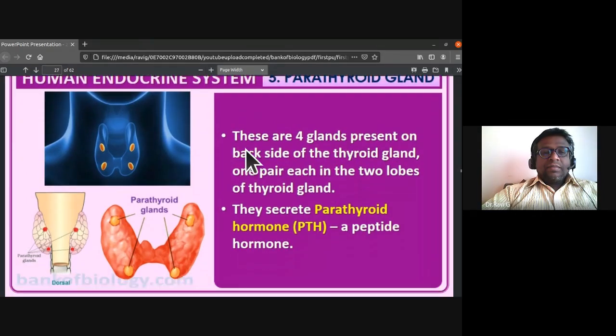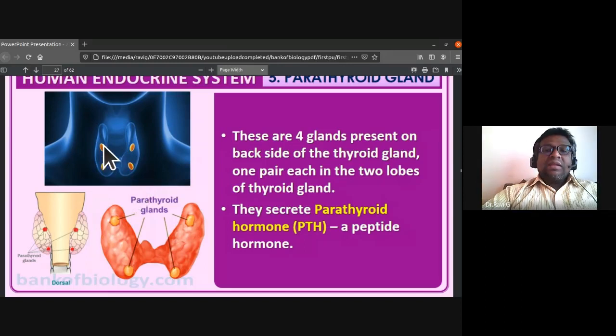See the parathyroid gland, these are four glands. Can you see this? The yellowish, orangish yellow colored ones. These are the four glands present on the backside of the thyroid gland, one pair each in the two lobes of the thyroid gland. You know that the thyroid gland lobes are held together by the isthmus. We had discussed that in the previous class.